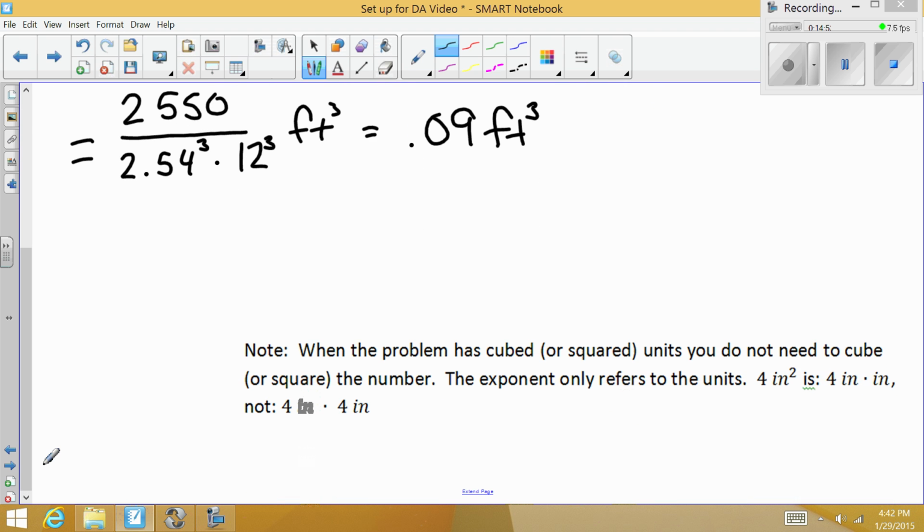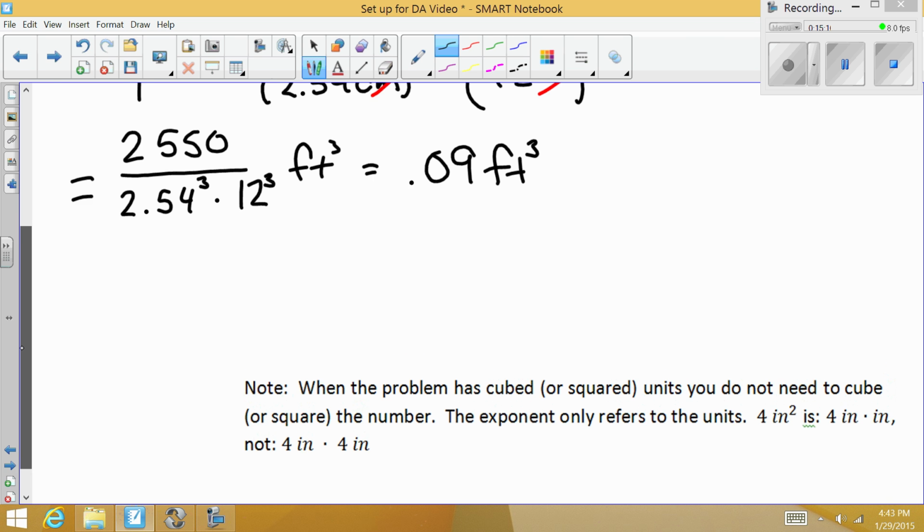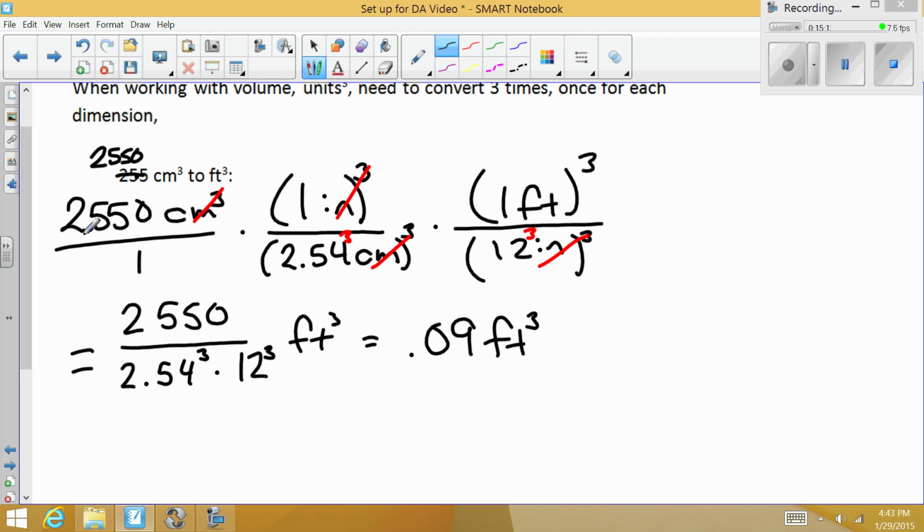And just a note here, when the problem has cubed or squared units given to you, you don't need to cube or square the number, the coefficient. The exponent's only referring to the units. 4 inches squared is 4 inches times inches, not 4 inches times 4 inches. So we did this example here, we do not want to cube the 2,550. The problem is given to us with 2,550 cubic centimeters. Only the centimeters were cubed.